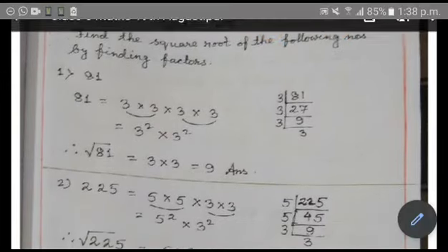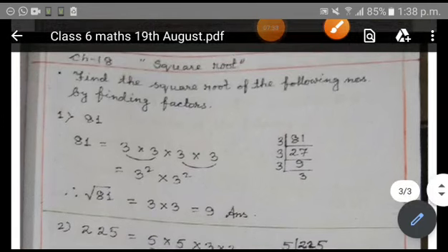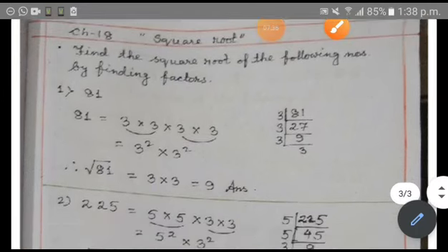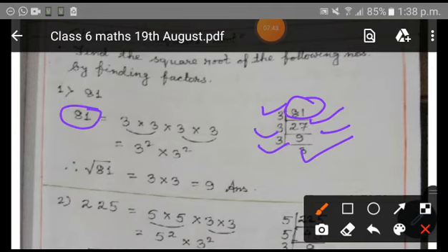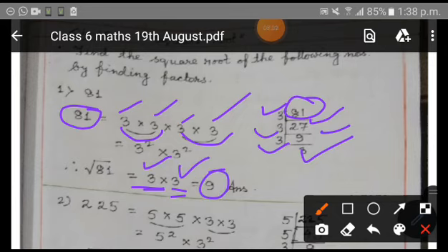Here, in the question it is given, find the square root of the following by finding factors. So here what you will do is, you are going to factorize 81. 3 27s are 81, 3 9s are 27, 3 3s are 9. So after that you are going to write 81 in terms of its prime factors, 3 into 3 into 3 into 3. Now you are going to pair the numbers. From the first pair, a single 3 came out, and from the next pair another 3 came out. So finally you are getting 3 into 3, which is equal to 9 as the square root of 81.